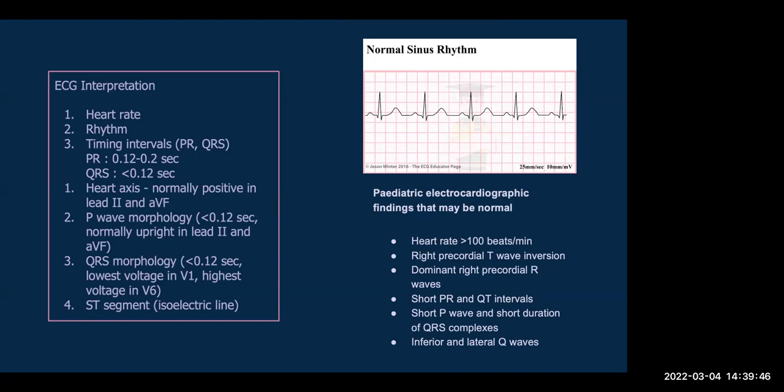In pediatric ECG, some findings that are found to be abnormal in adults may be normal in pediatrics. For example, the heart rate, which is more than 100, because pediatric patients usually have heart rate which is more than 100, for example in newborn up to 150. And then the second is right precordial T wave inversion, dominant right precordial R wave, short PR and QT intervals, short P wave, and also inferior and lateral Q waves. All these are normal in pediatric patients.